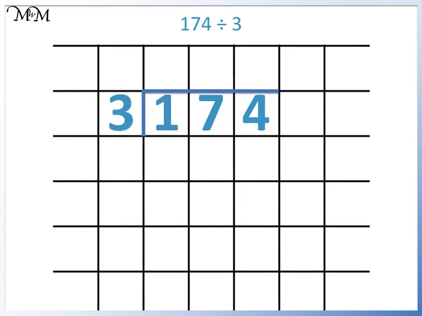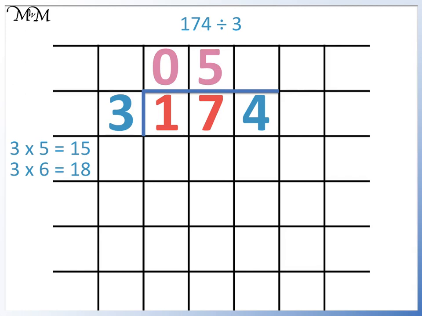3 divides into 1 0 times. So we find out how many times 3 divides into 17. From our times tables, we know that 3 times 5 equals 15, which is less than 17. And 3 times 6 equals 18, which is greater than 17. So 3 divides into 17 5 times, with a number left over.